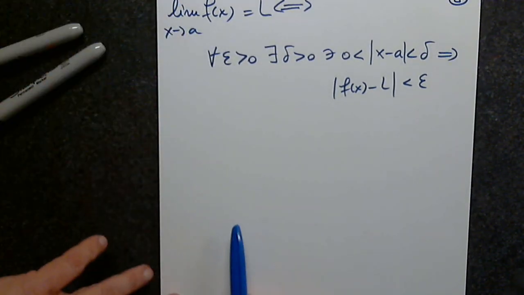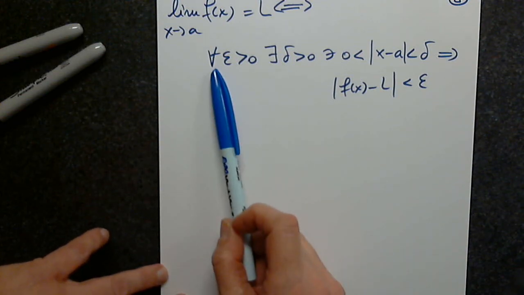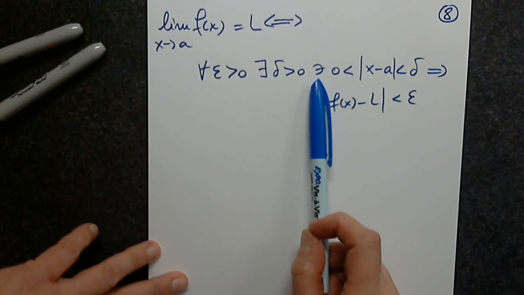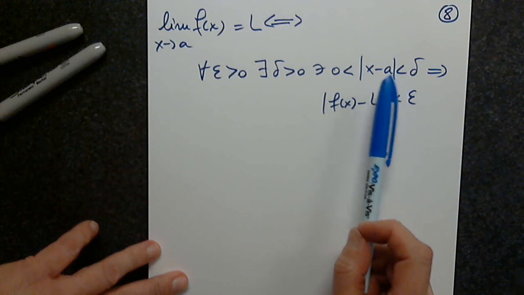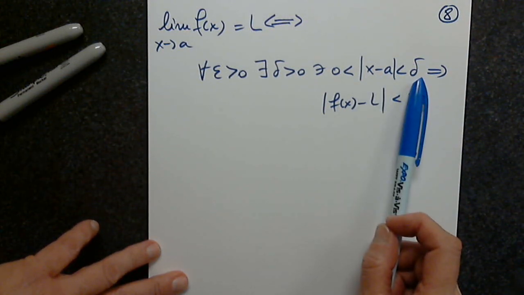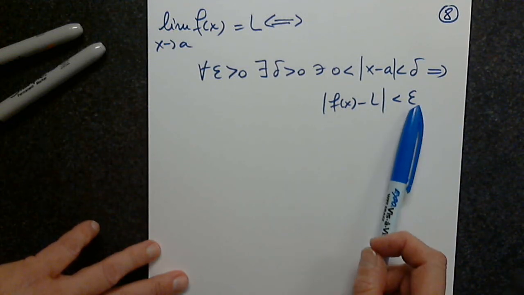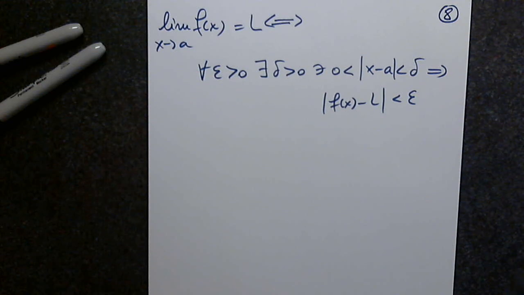Okay? So for every epsilon, I will find the corresponding delta. It will depend on epsilon, such that every time I pick x close to a, but not a, with distance less than delta, the distance between f of x and L will be guaranteed to be less than epsilon. We are only going to, allow me to stop.